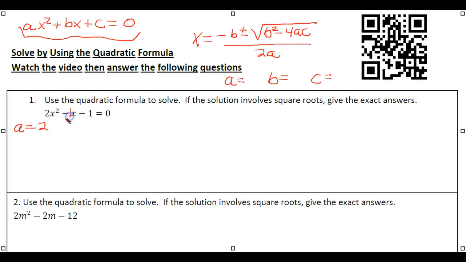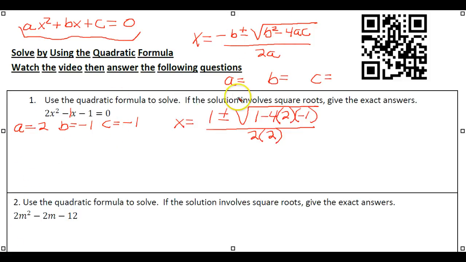Now, we don't have a number there, but when there is none, we put a 1 there. B is a -1. And C is a -1. So let's take a moment, and into the quadratic formula we're going to substitute these values. So it should look something like that.